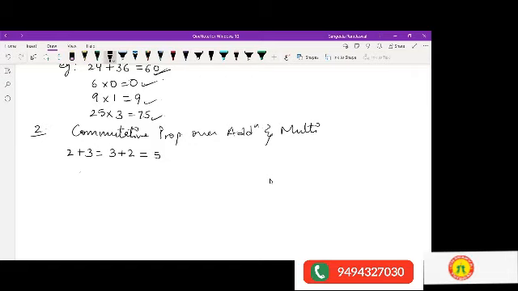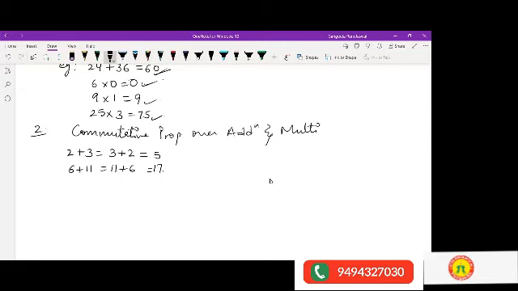Okay, so let's see with more examples. If I take 6 plus 11, can I write this as 11 plus 6? 6 plus 11 is 17. 11 plus 6 is also 17. Right? Are you understanding this?